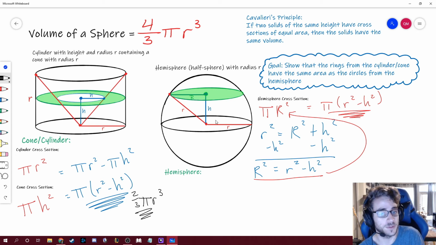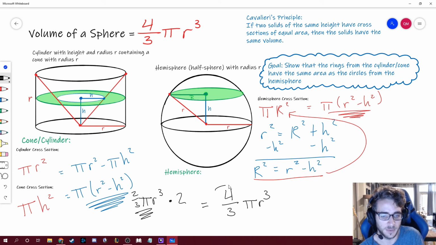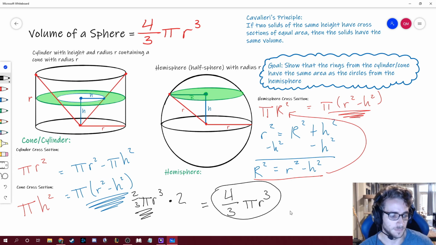Now, since we want the whole sphere, we just need 2 copies of it. So I want one up and one down, and that will equal our final 4/3 pi r cubed, which is exactly what we said it was at the beginning. So basically, by cleverly cutting these into cross sections, we managed to show that two things that appear quite different actually do have exactly the same volume, and then use that to our advantage to show that the volume of a sphere is indeed 4/3 pi r cubed.